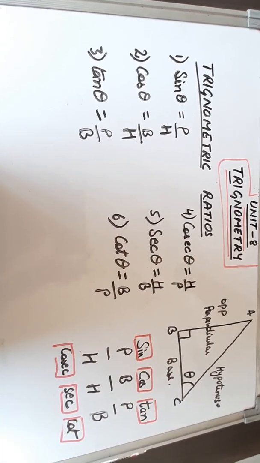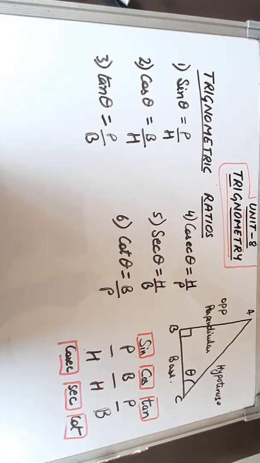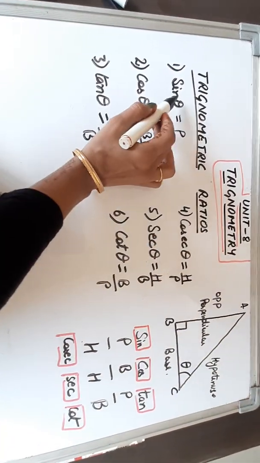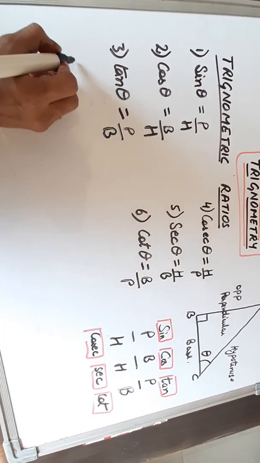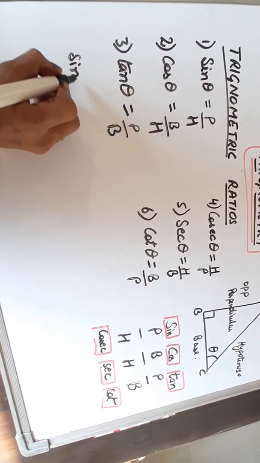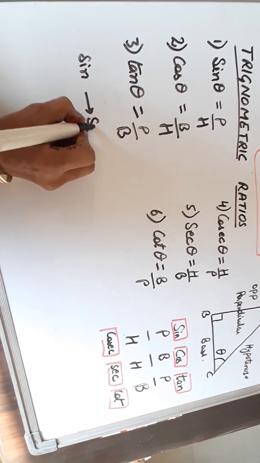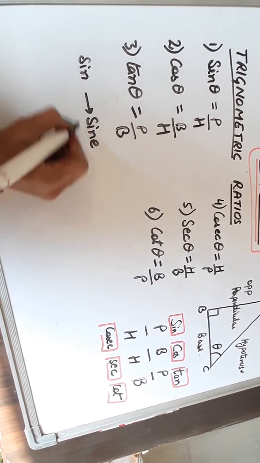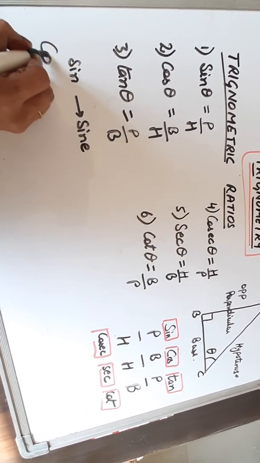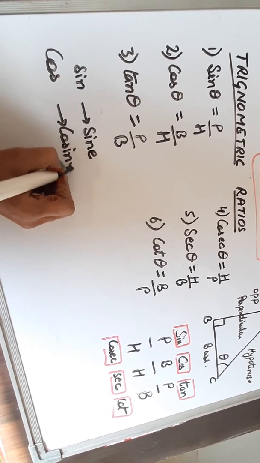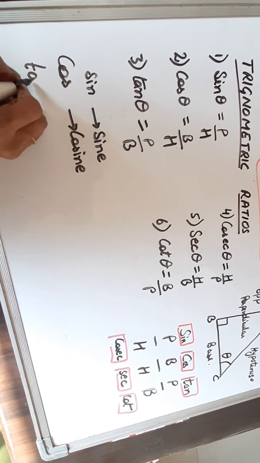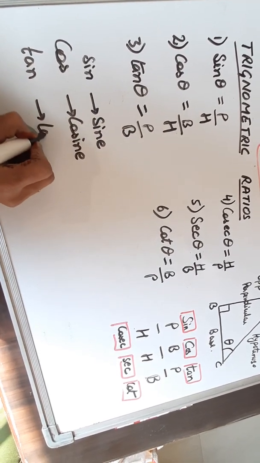I hope it is clear to you. Note down all these things in your notebook. Let me also tell you the full forms. These are the abbreviations. Sin is the abbreviation of sine. Cos, full form is cosine. Tan, full form is tangent.